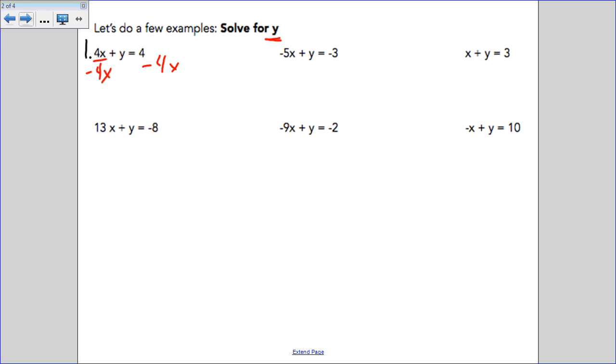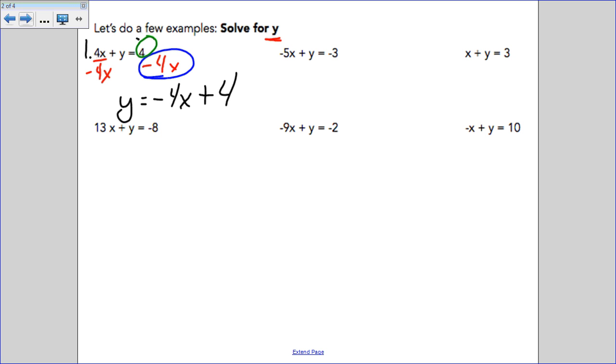I know some of us had a little bit of trouble with this before. Something that has a variable cannot be combined with something that's just a number without a variable. So my new equation when I do this is just y equals negative 4x. And since my 4 here was positive, it's just plus 4. I have solved in terms of y.